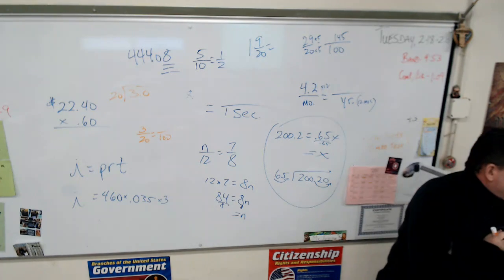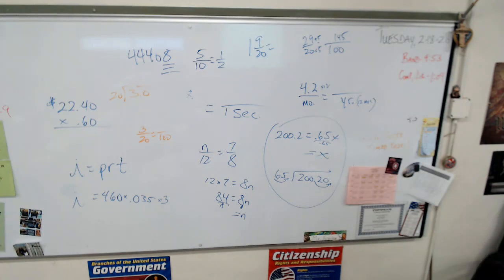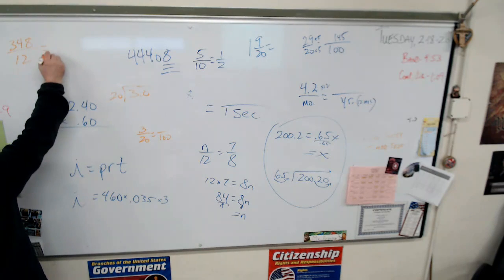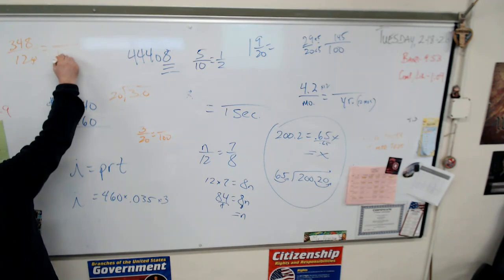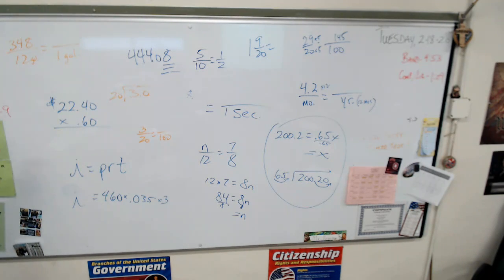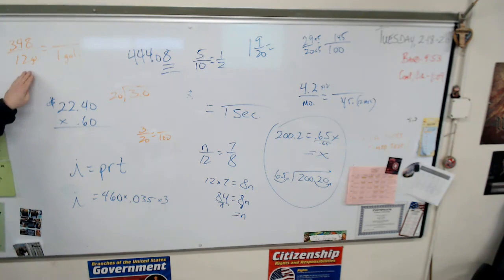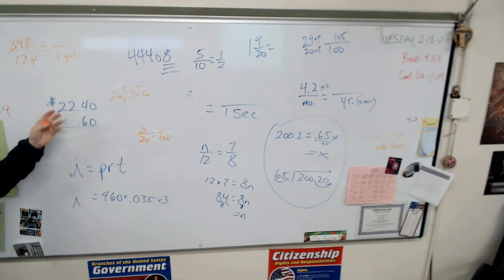Right, 348 miles per 12 gallons as a unit ratio. Your parents' vehicle gas tank holds 12 gallons. They get 348 miles on a full tank of gas. How many miles per gallon? How would I figure it out? I got to make it a unit rate. I want to know how many for 1 gallon. If it's 348 for 12 gallons, how much would it be for 1 gallon? I either do 348 times 1 divided by 12, or how do I get from 12 down to 1? I divide by 12. Same thing.